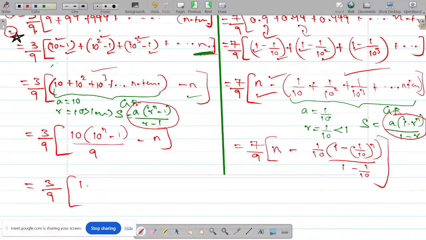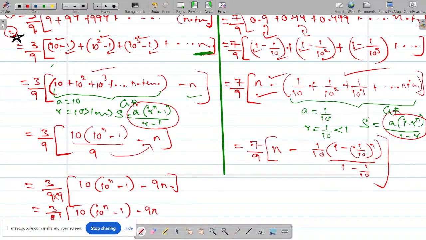Yes. 10 into 10 power n minus 1 minus, if I take LCM, this will be 9n. Shall I bring this 9 outside and make it as 81? So this will become 3 by 81 into 10 into 10 power n minus 1 minus 9n. Then come over here: 7 by 9. I keep n as it is. 1 by 10 I have.